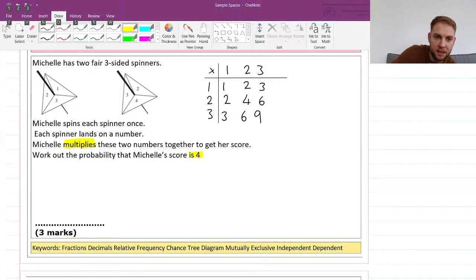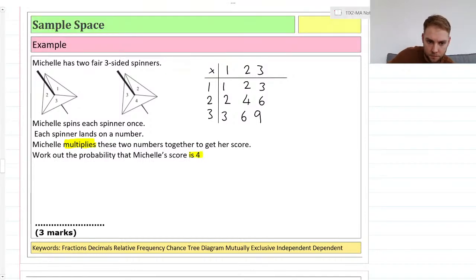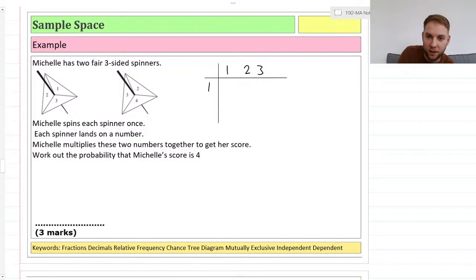Well, the probability that she gets a 4... I've made a little mistake, haven't I? What a silly Billy. Look at my mistake. So my mistake was that it says 1, 2, 3, and then the other one says 2, 3, 4. So I need to put on here 2, 3, and 4. What a silly Billy Mr. Adams is.